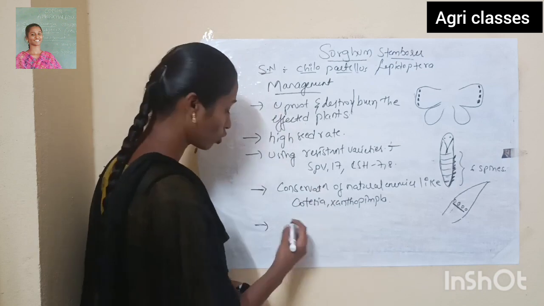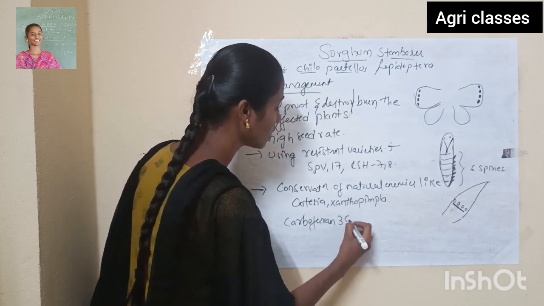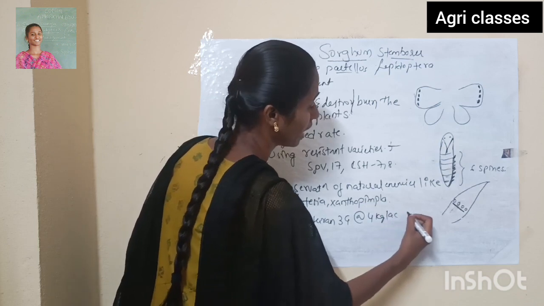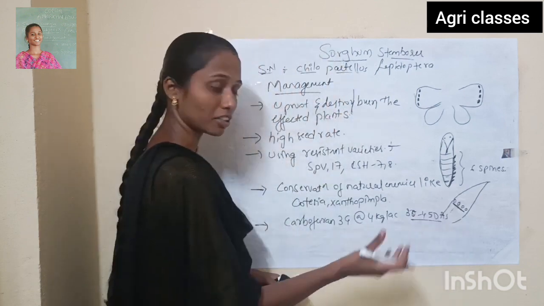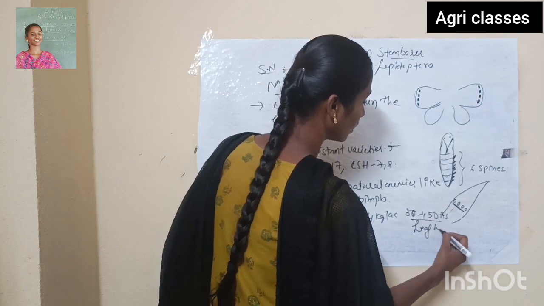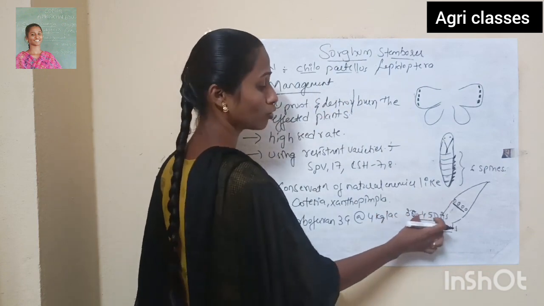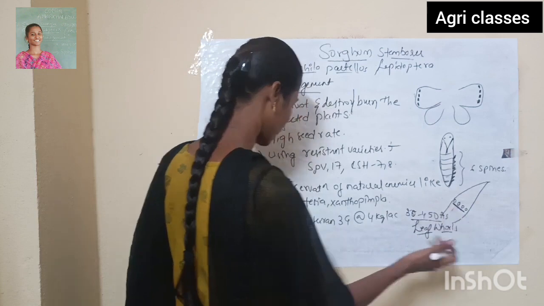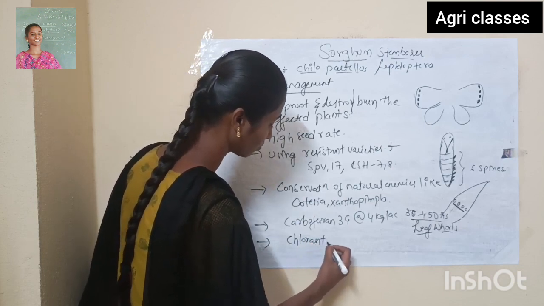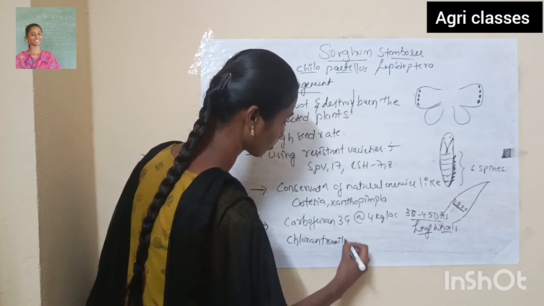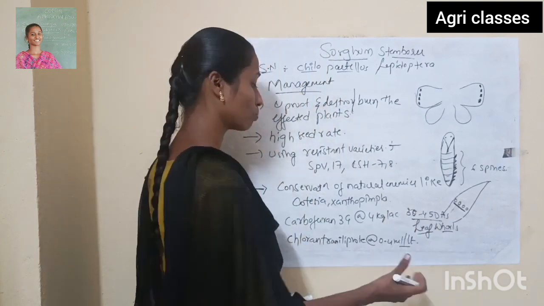Next, spraying of chemicals or application of carbofuran 3G granules at the rate of 4 kg per acre, applied at 30 to 45 days after sowing, and the application should be into the leaf rolls. We can see a number of caterpillars at 30 to 45 days, so we should apply at 30 days. We can also spray a chemical like chlorantraniliprole at the rate of 0.4 ml per liter of water, and the spray should also be directed into the leaf rolls.